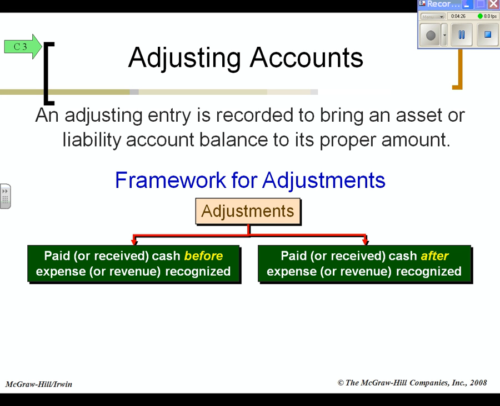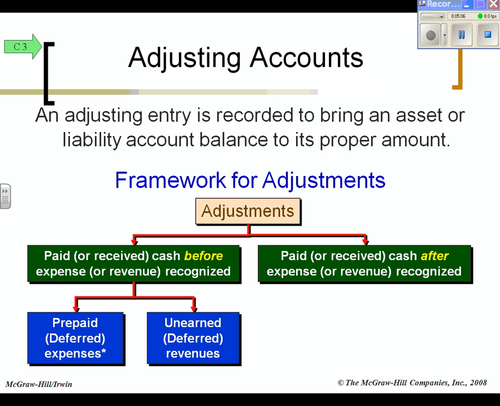All right, so here we have the framework. There are our two types of adjustments, where you paid or received cash before the expense or revenue is recognized. For example, maybe a prepaid insurance, or maybe a deposit that was received for a service that you just haven't performed yet. And then the other type of adjustment is where you paid or received cash after the expense or revenue is recognized. So you have the expense, or you've earned that revenue, but you just haven't paid it yet, right?